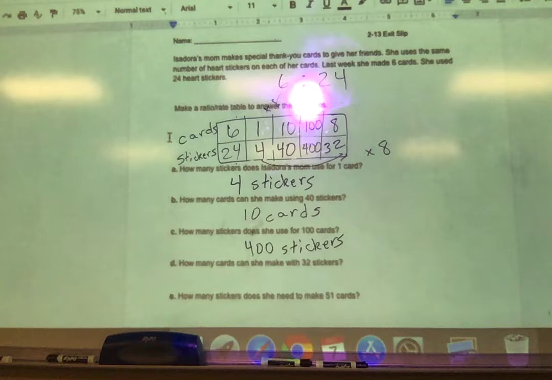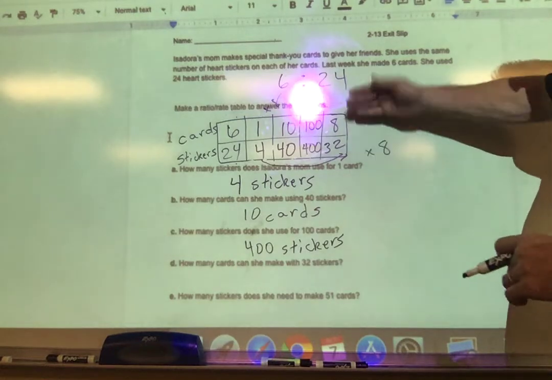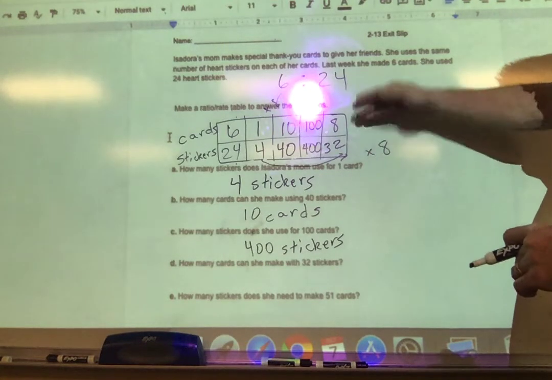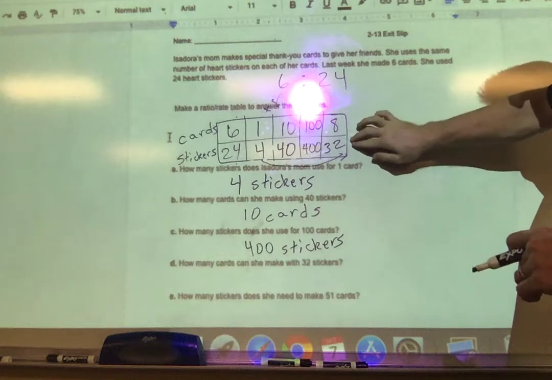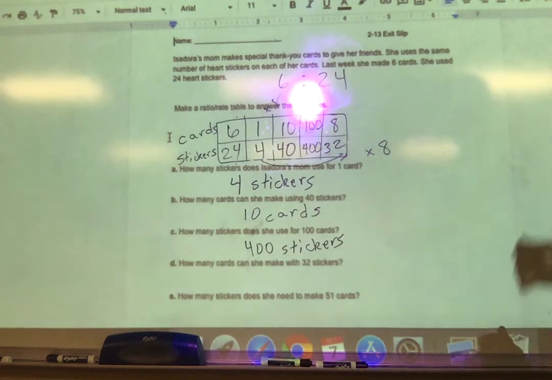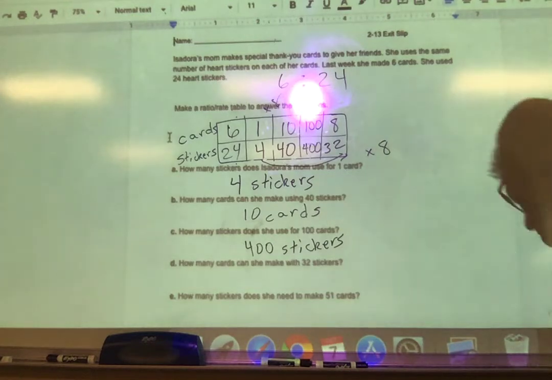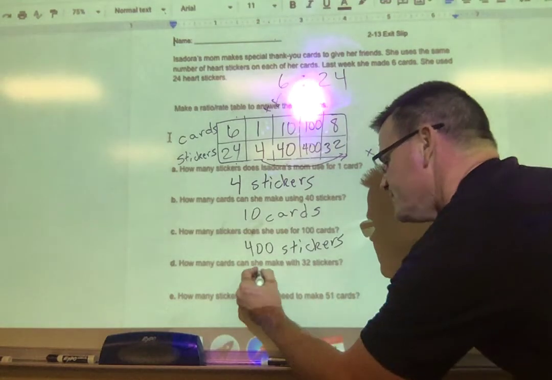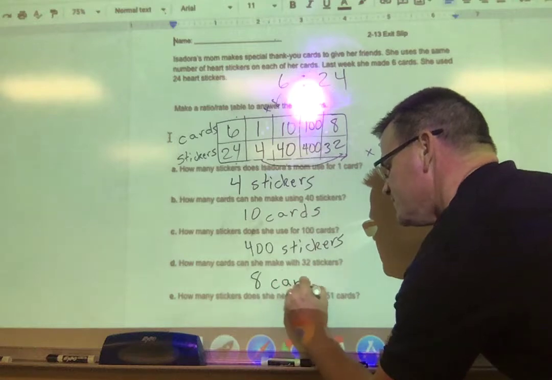Okay. Another way we talked about doing it is, again, you could just divide by 4 from bottom to top, because there's always 4 times less cards than stickers. So 32 divided by 4 is also 8. So again, so many different ways you can figure this out when you see relationships between numbers. So this would be 8 cards.